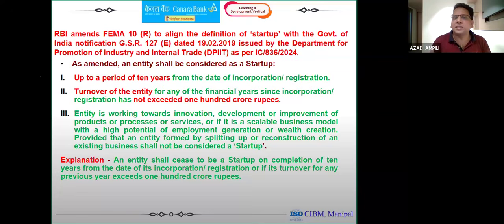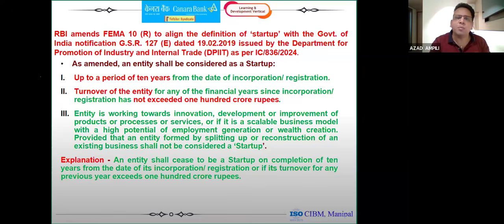When it is like that, they may get some benefits. They can enjoy these benefits for a certain period only. How long? Up to a period of 10 years from the date of incorporation or registration. Number one point. Number two point is the turnover of the entity for any financial year since incorporation or registration should not exceed 100 crore rupees. Two numbers I have said.